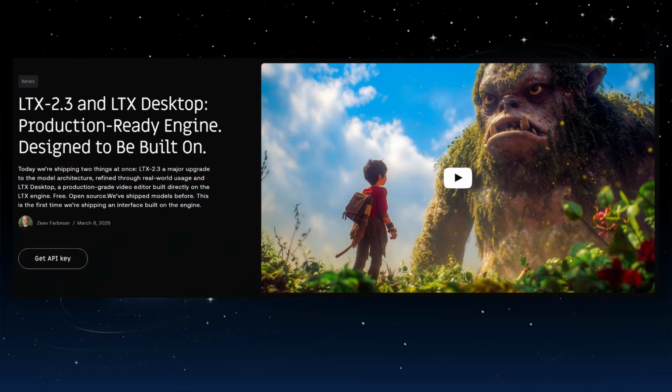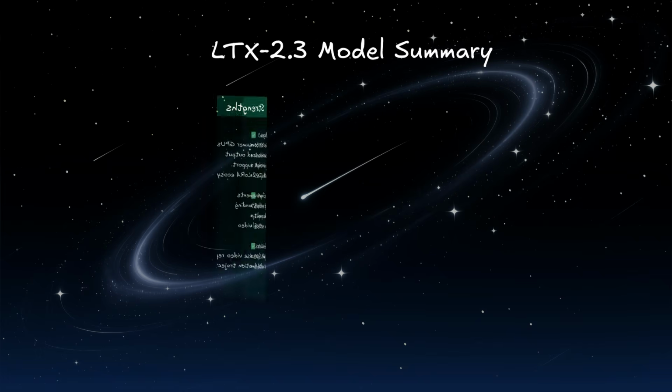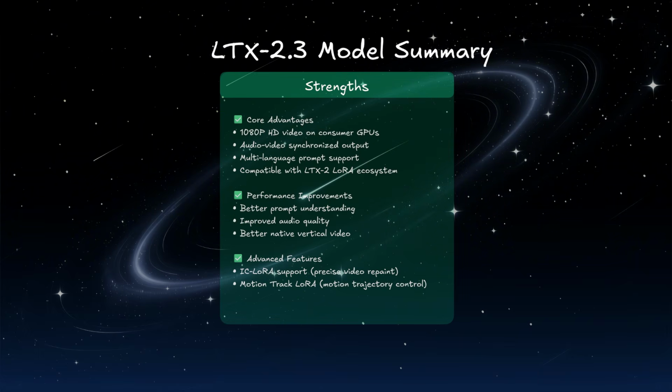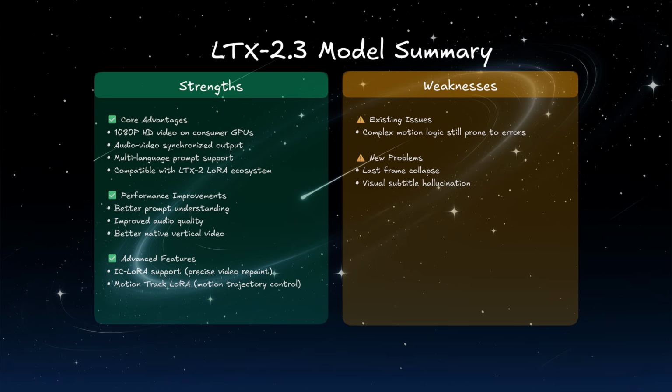LTX 2.3 is the latest version of the LTX series of audio-video generation models. Like its predecessor LTX-2, it can directly output 1080p HD video with audio on consumer-grade graphics cards in just a few minutes. Moreover, prompt understanding and audio quality have both seen noticeable improvements. However, there are also some frustrating drawbacks, such as end-frame collapse and visual subtitle hallucinations, which cannot be completely resolved. We can only use various methods to try to avoid them.